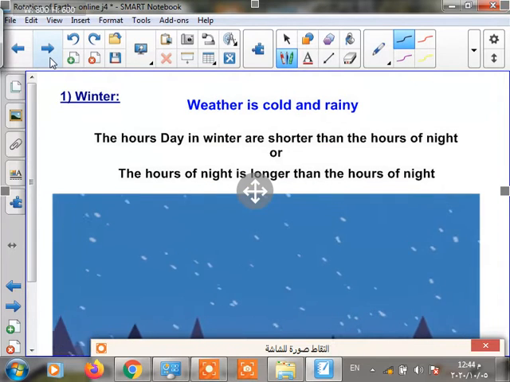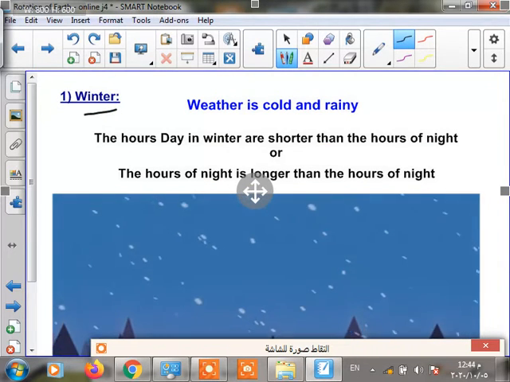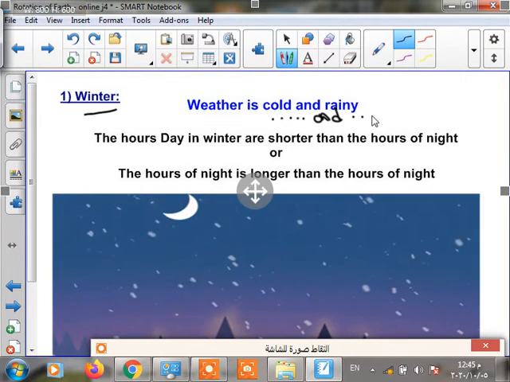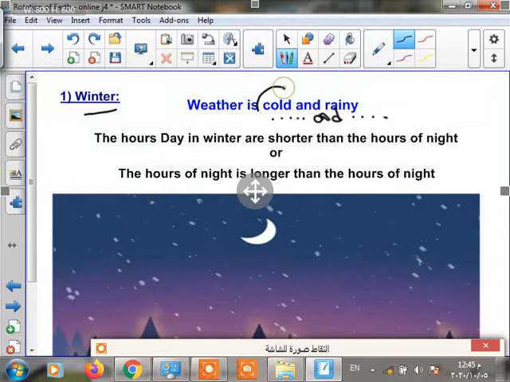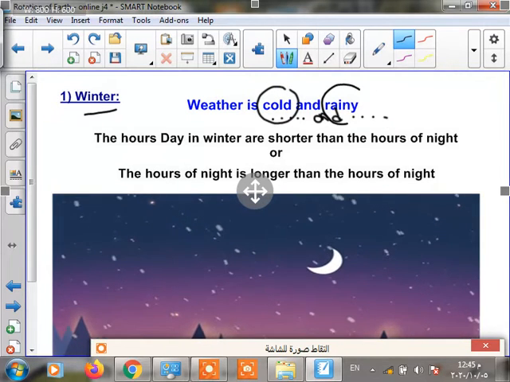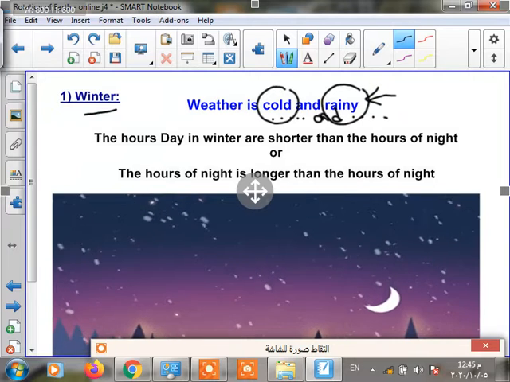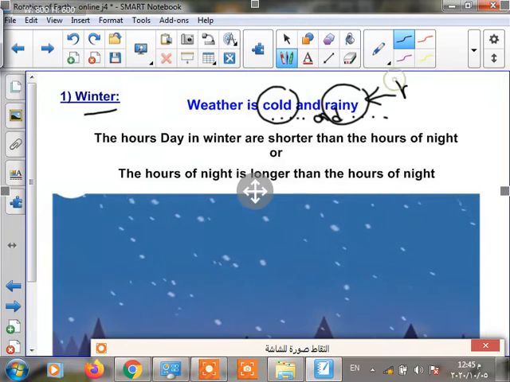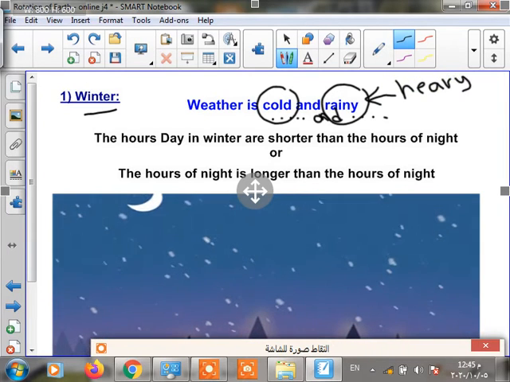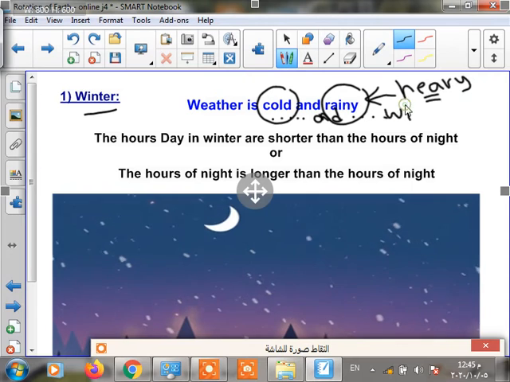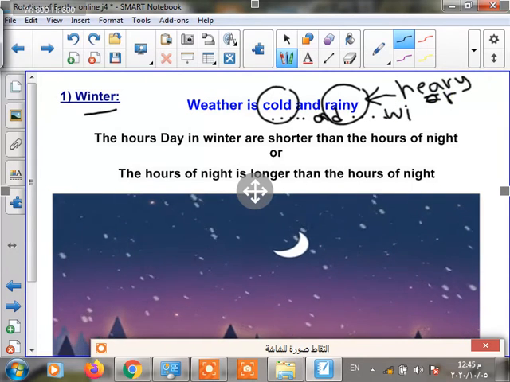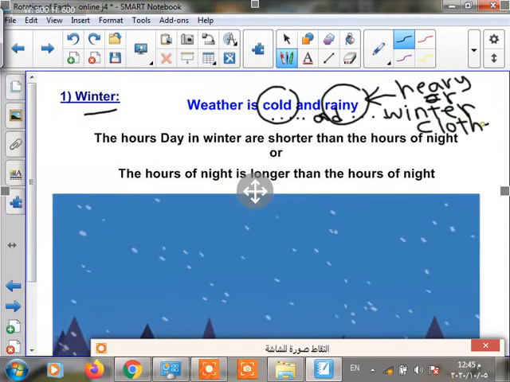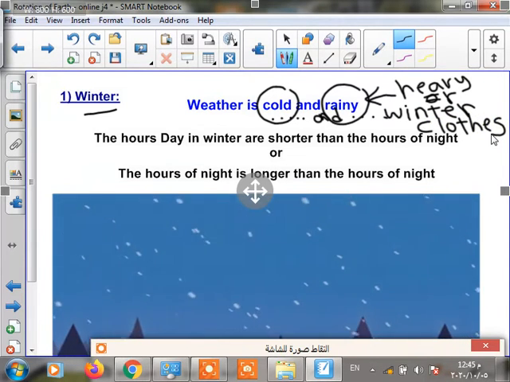Alright, so at winter, the weather is dot and dot. Excellent. The weather will be cold, yes, and rainy. So will we wear heavy clothes or light clothes, okay? Heavy or winter clothes. Yes. Why? Because it is rainy or cold.